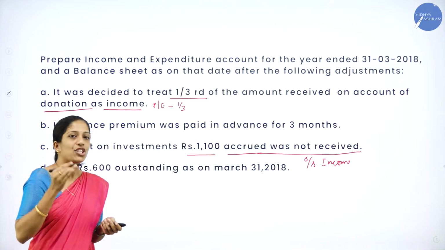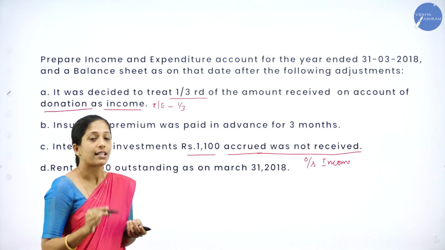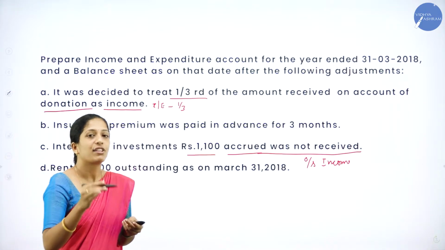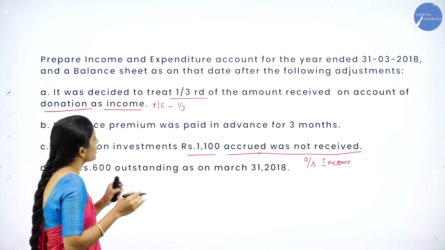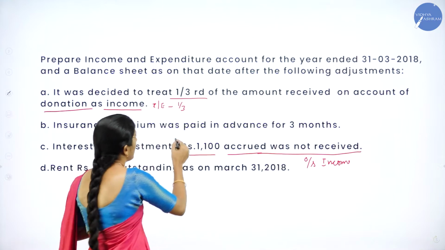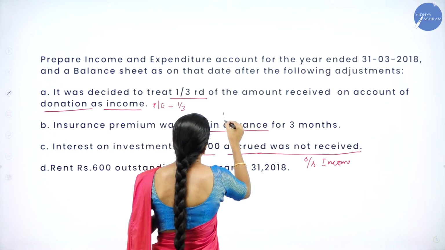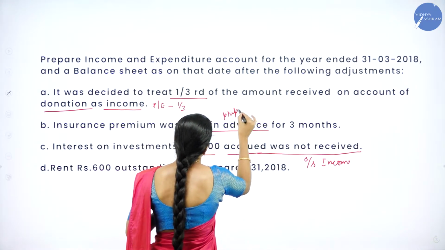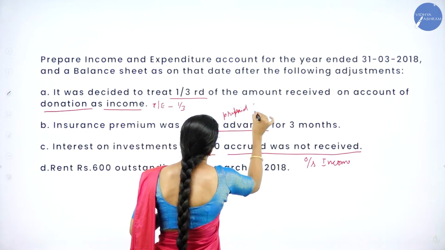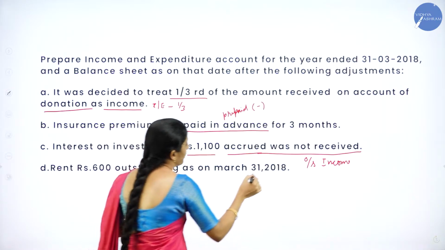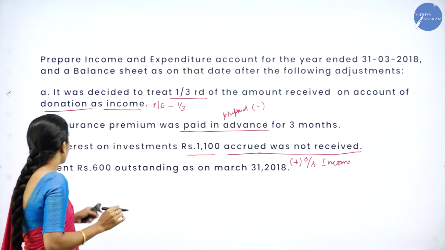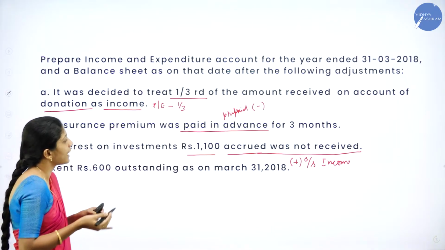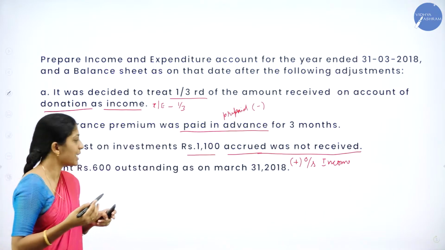So whatever is outstanding in the current year, as I told, it has to be added. If there is any prepaid in the current year, it has to be deducted. So here insurance premium is paid in advance. It means prepaid. So it has to be deducted, whereas outstanding has to be added. Clear?